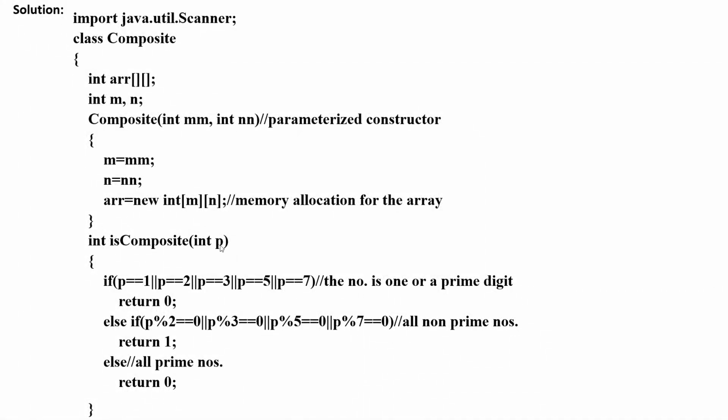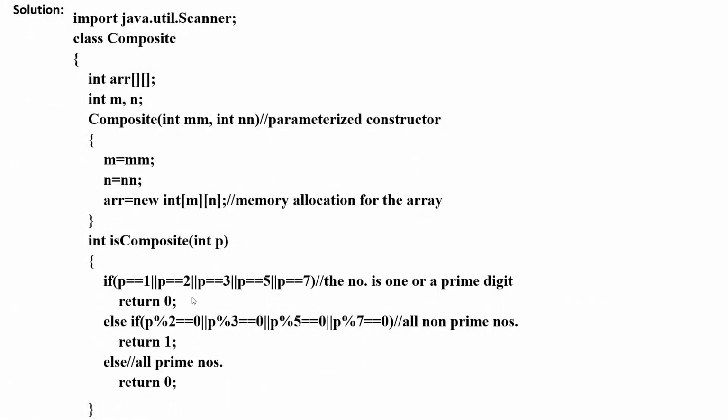Now, int is composite int p will check whether p is a composite number, that is a non-prime number other than 1. I have used a different logic, but there are other logics also. What I have done, first I'm checking whether the number is 1 or a prime digit number. So if it is 1, 2, 3, 5, 7, the number is either 1 or a prime digit, then it is not a composite, it is returning 0.